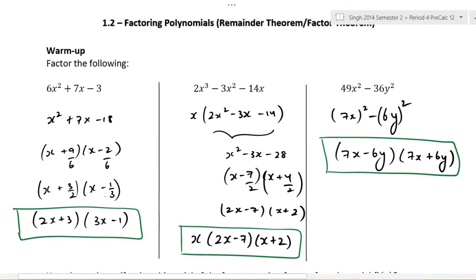Alright, so once you've done that warm-up, these are the answers you'll be getting. The first and the second questions are simple trinomials with a GCF in the second one, and the third one is just a difference of squares. Okay, now we can move on to what we're going to be learning today. So let's take a look at the first part of our lesson here.